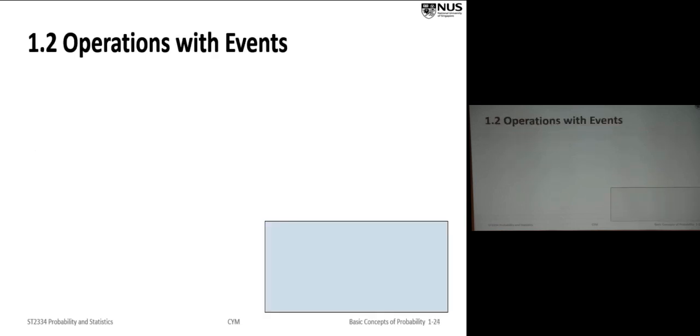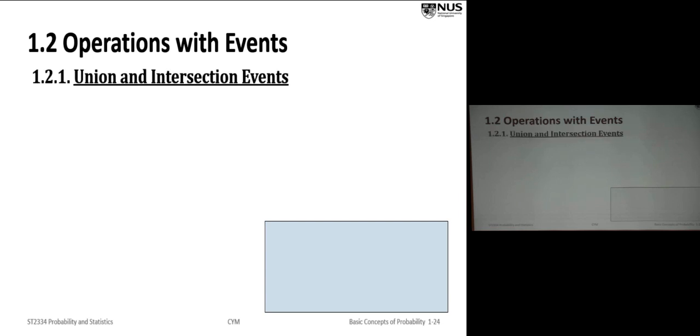Operation of events. This is important because when we want to compute the probability, we have to know how the events can be simplified or can be worked with. All right? So first of all is the union and intersection of events.